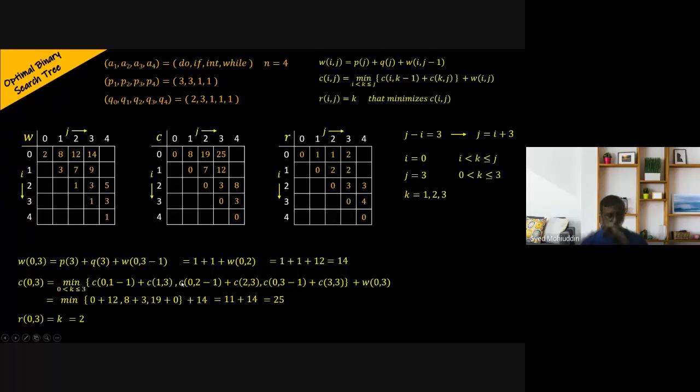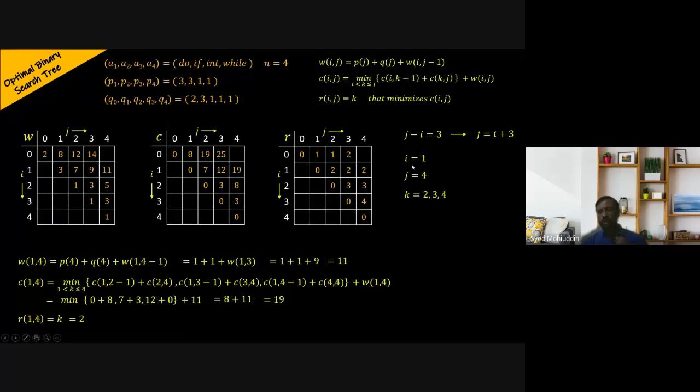So same way we have performed. Now here if you see 0 plus 12, 8 plus 3. 8 plus 3 is 11. 19 plus 0. So 8 plus 3 is minimum. So who is giving minimum value? Which K? It is K2. K2 gave us the minimum value. So root will be 2. So we will fill up 0 comma 3 of R as 2.